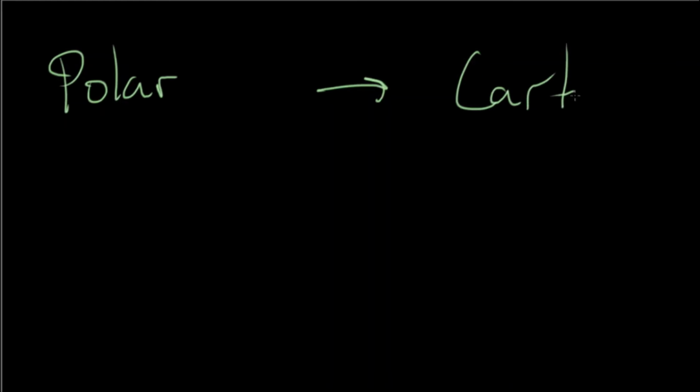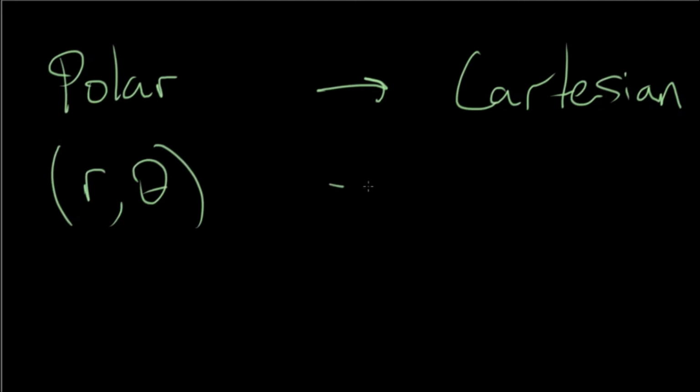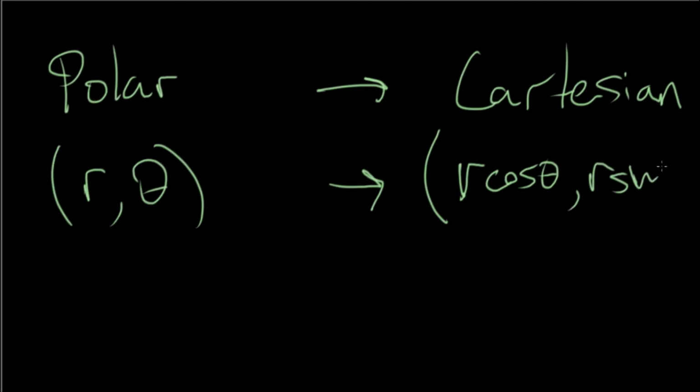Here is that laid out for us. We're going to go from polar to Cartesian. Given a coordinate r comma theta, the Cartesian coordinate is going to be r cosine theta comma r sine theta. And it's as simple as that, the conversion. So that's how to convert.